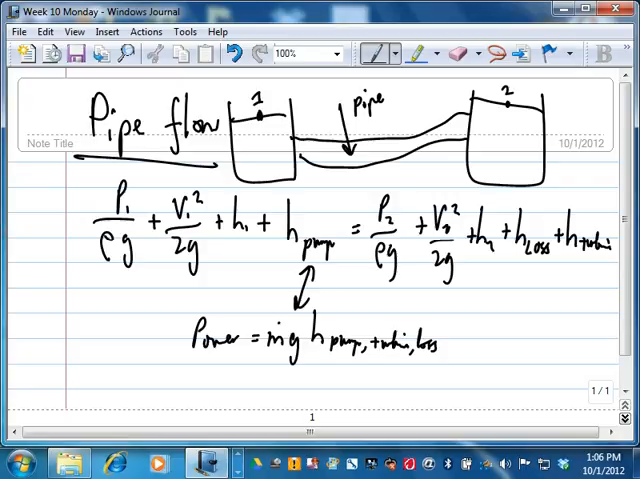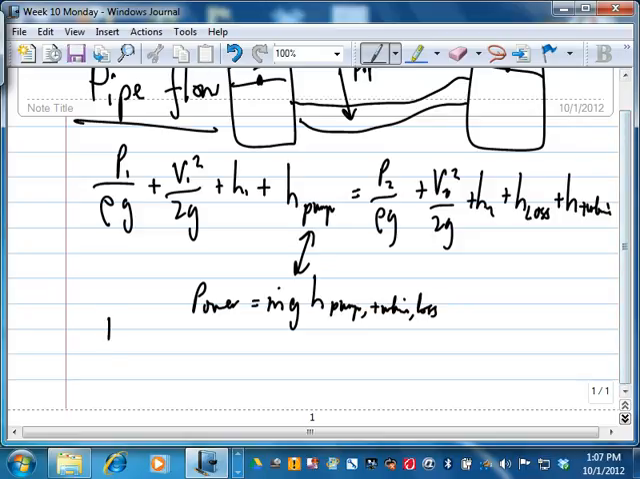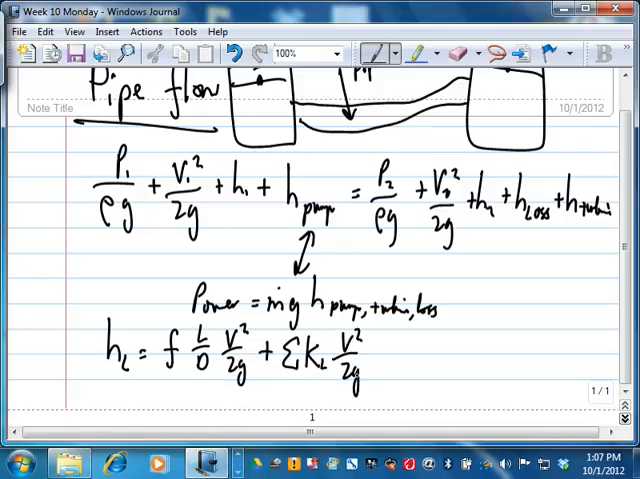Okay. So we did up to there. Any questions? So this is basically energy going in, and this is the energy going out of the system. So energy conservation, first law, in equals out, steady state. So far we had head loss equal to F L on D V squared on 2G plus the sum of all the minor losses V squared on 2G. That's how we defined it.